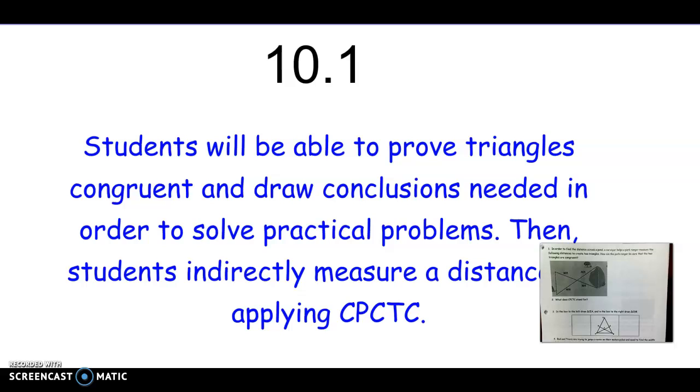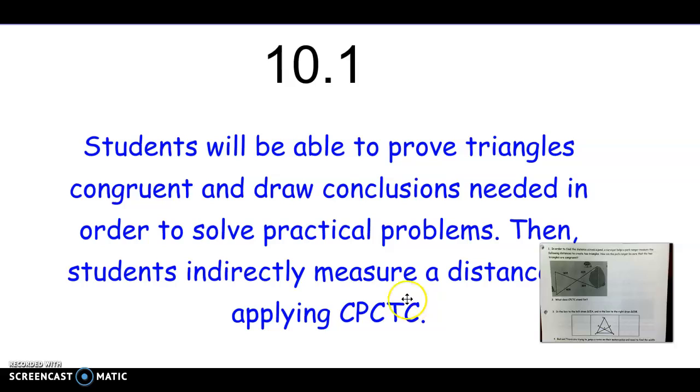This is the first lesson of topic 10. In this lesson, we're going to be able to prove triangles are congruent and then draw conclusions from those in order to solve some practical problems. Then we're going to learn how to indirectly measure a distance by applying what's called CPCTC.